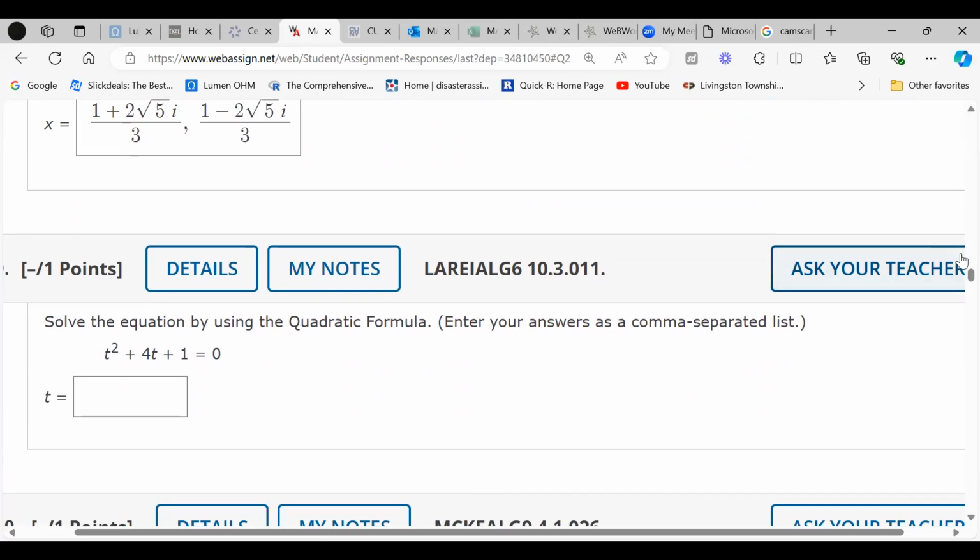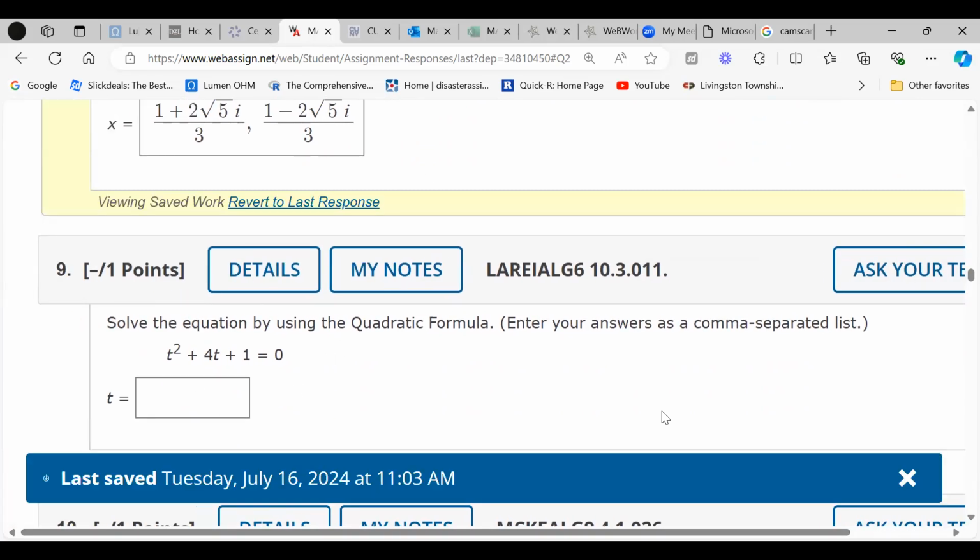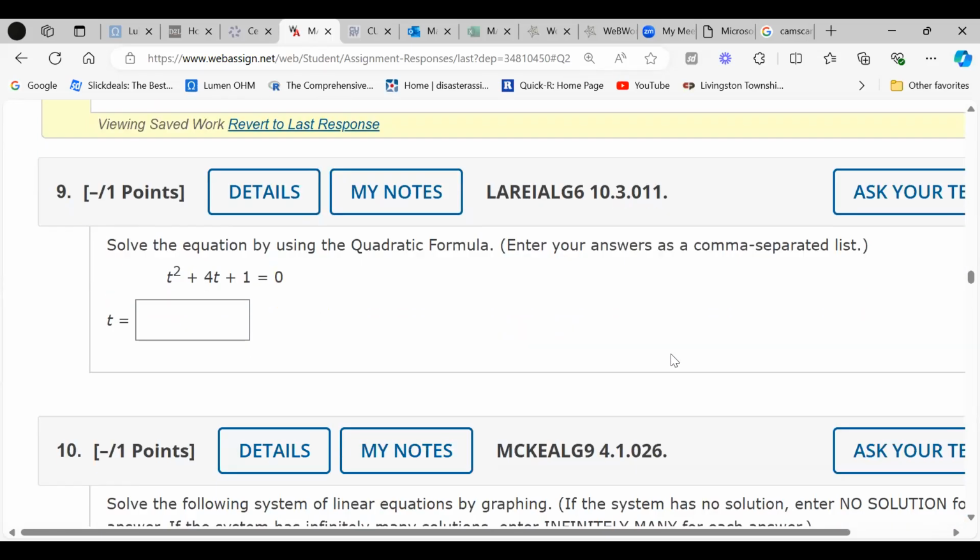Okay, now let's look at the next question. You want to solve this using the quadratic formula, another one. Let's try this. We cannot factor this, so you have to solve using the quadratic formula.